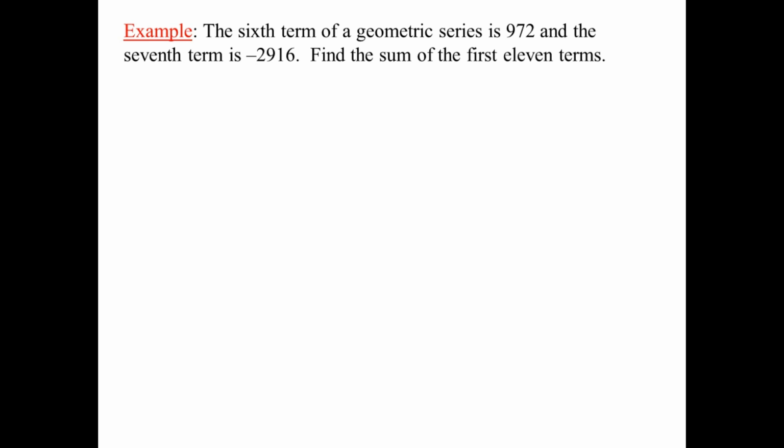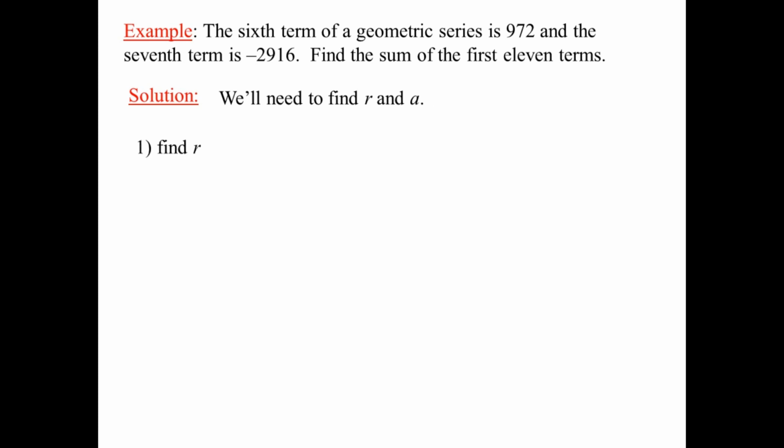Let's do another example. The 6th term of a geometric series is 972, and the 7th term is negative 2916. Find the sum of the first 11 terms. Solution. We'll need to find R and A, because look at the given information. We're given a couple of terms, the 6th term and the 7th term, but we don't know R, we don't know A, and we'll need them to find the sum of the first 11 terms. We are given n. N is going to be 11.